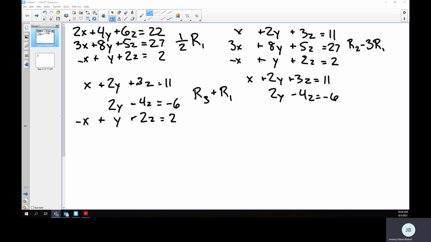And now, doing this, we're going to get rid of that x completely. x plus negative x is 0. We've got 2y plus y is 3y. And 3z plus 2z is 5z. And finally, 11 plus 2 is 13.